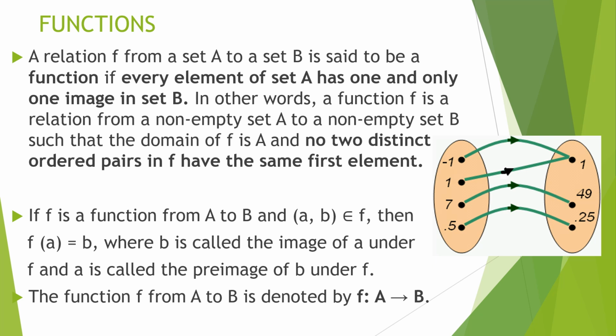Also, no two distinct ordered pairs in f have the same first element. You can see that all the pairs mentioned over here, which are (-1, 1), (1, 1), (7, 49) and (5, 25), all of them have distinct first elements. So it is a function. If f is a function from A to B and (a, b) belongs to f, then f of a is equal to b. We write it as f(a) = b. b is called the image and a is called the pre-image. The function f from A to B is written as f: A → B.